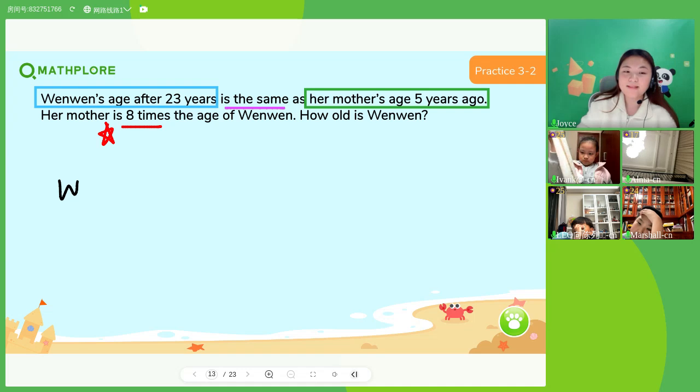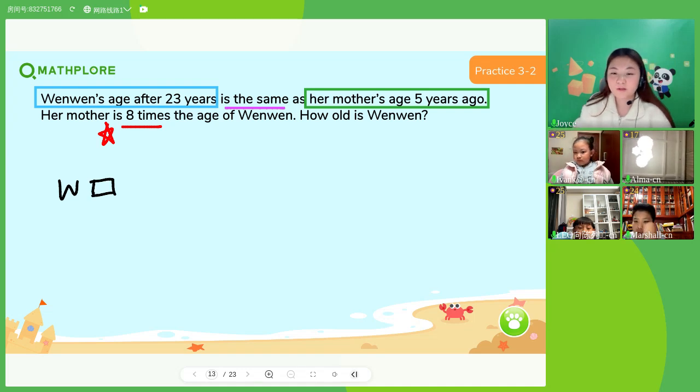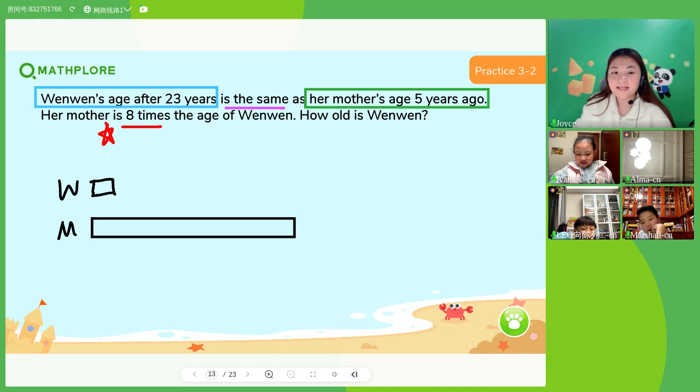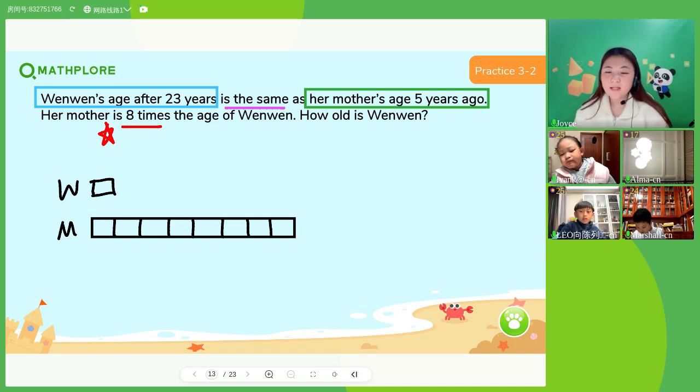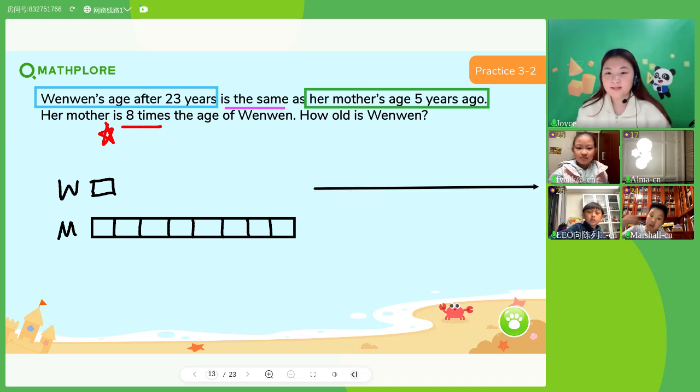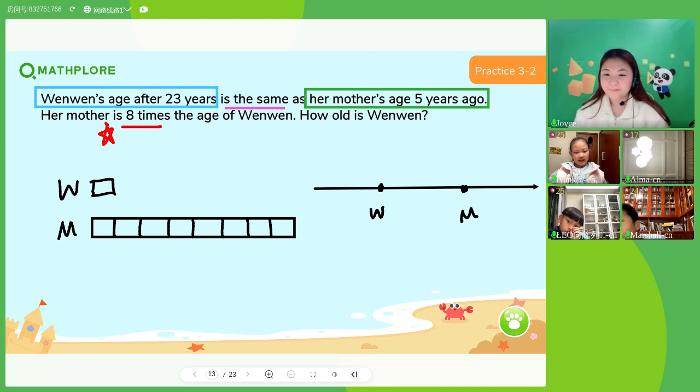We just try to draw 1 segment for Wenwen, and how many segments for the mother? 8. Yes, 8 segments, right? So 1, 2, 3, 4, 5, 6, and 7. That's 8 segments, right? And now let's analyze the age difference. Everyone, do you remember? We can use the age line to analyze the age difference, right? How? We mark them out. Wenwen and her mother. Of course, Wenwen is the younger person on the left, the older person on the right. Do you remember? And we can use arrows to show the changes.